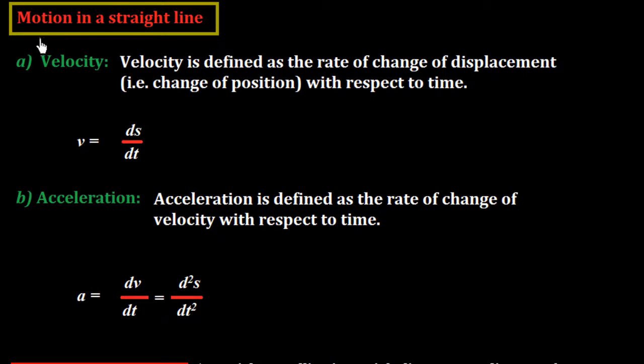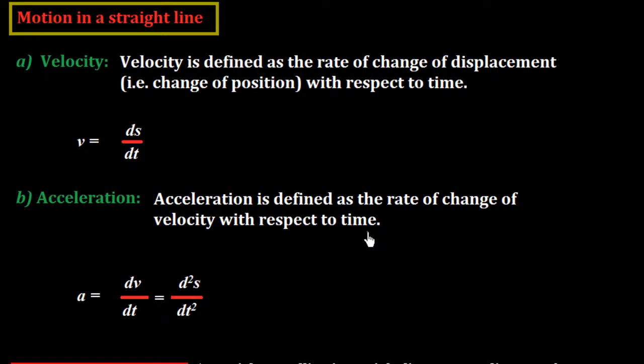Here in motion in a straight line, we have to find out the velocity and the acceleration. So the velocity is defined as the rate of change of displacement, the change of position we could say also, with respect to time. So velocity is equal to the first differentiation of the displacement equation, ds over dt, where s is the equation of displacement. And second thing, we have to find the acceleration. Acceleration is defined as the rate of change of velocity with respect to time.